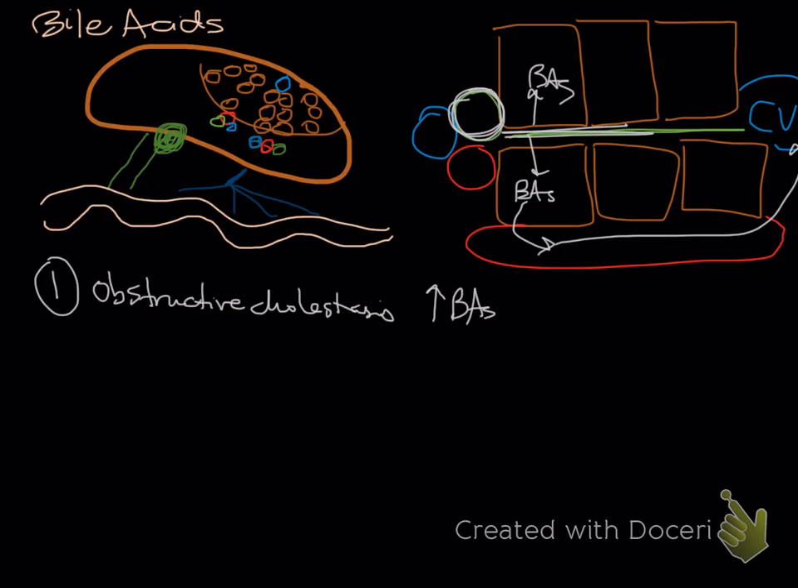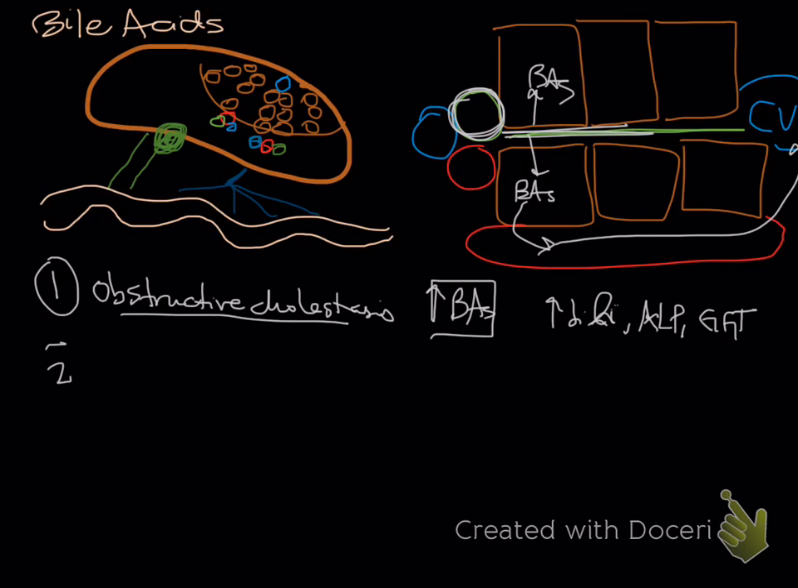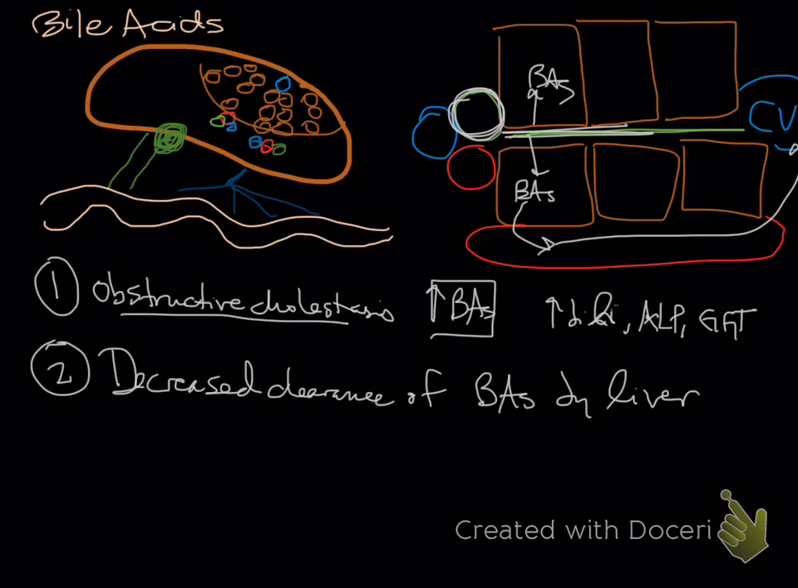So that means that if you have evidence of obstructive cholestasis, so increases in bilirubin with increases in ALK Phos and GGT, then you're not going to want to do a bile acids test, because you know it's going to be increased. So the other cause is decreased clearance of bile acids by the liver, and let's talk about that next.